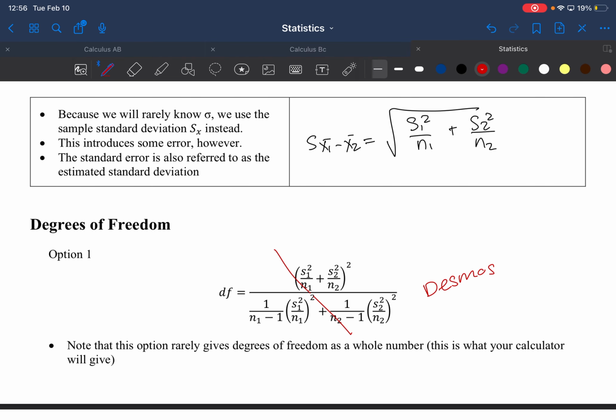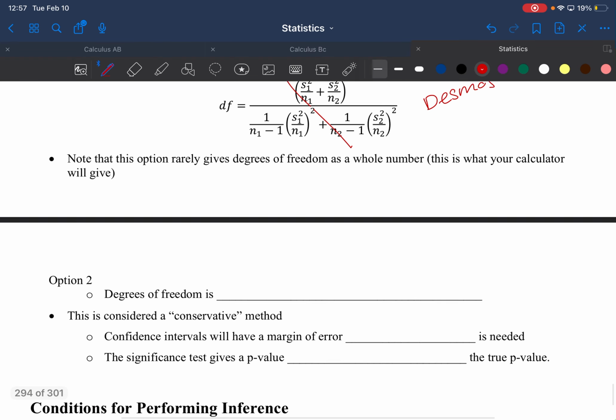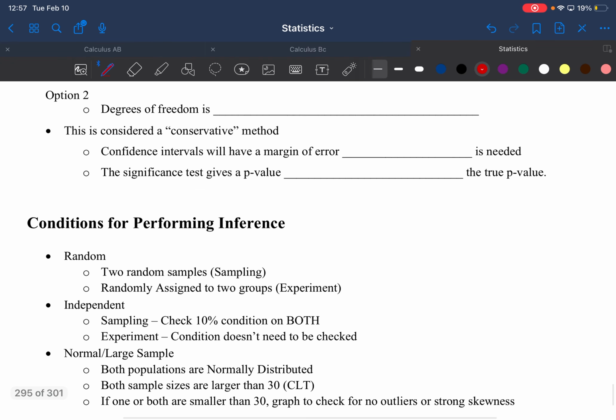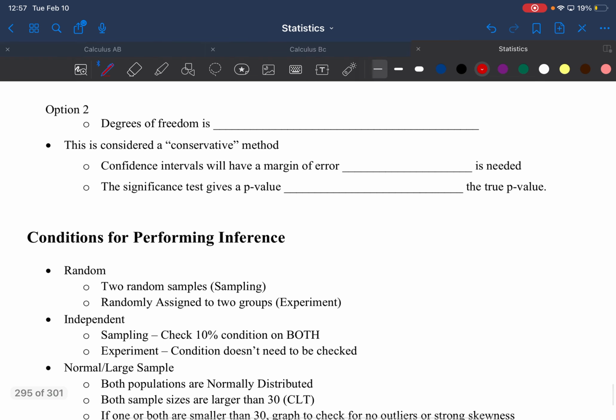Okay, that's one option of finding the degrees of freedom number: option 1, using the formula. Technically option 2 is to use the calculator, which we're going to do on Desmos. And then option 3 is using the conservative method. What it means by the conservative method is that we look at both sample sizes, take the degrees of freedom for each one, and then take the smaller degrees of freedom from both samples.